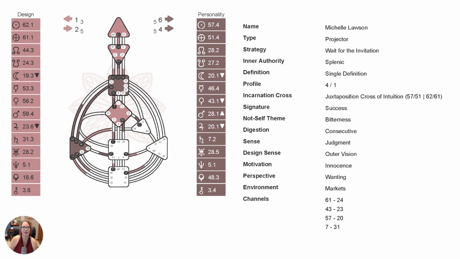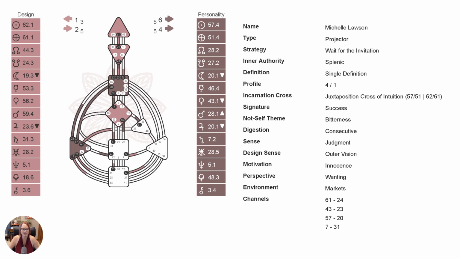Okay, so we know that I'm a projector, so I like to guide people, I like to teach, I like to see the best in everybody. And that again can sometimes be a shadow because when we always want to see the best, we're not always as good about seeing ourselves. The strategy is to wait for the invitation or to be recognized.